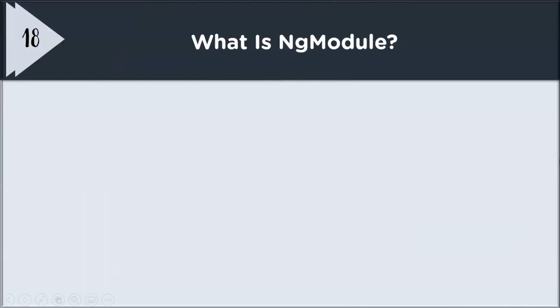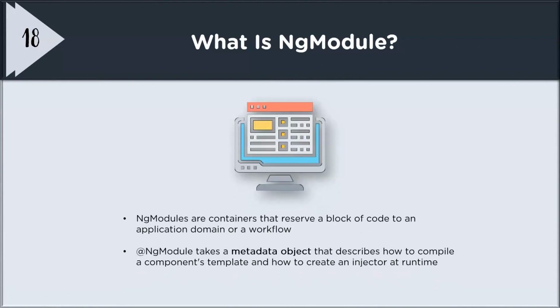Moving on, what is NgModule? Now, NgModules are basically containers that reserve a block of code to an application domain or a workflow. Now, the @NgModule takes a metadata object that describes how to compile a component's template and generate an injector at runtime. In addition to this, NgModule also identifies the module's components, directives, services, pipes, and it also ensures that it makes them public so that external components can use them. All of this is taken care of by the NgModule.